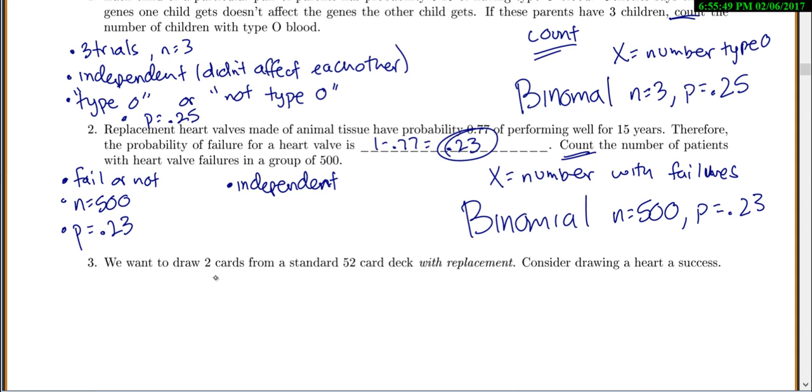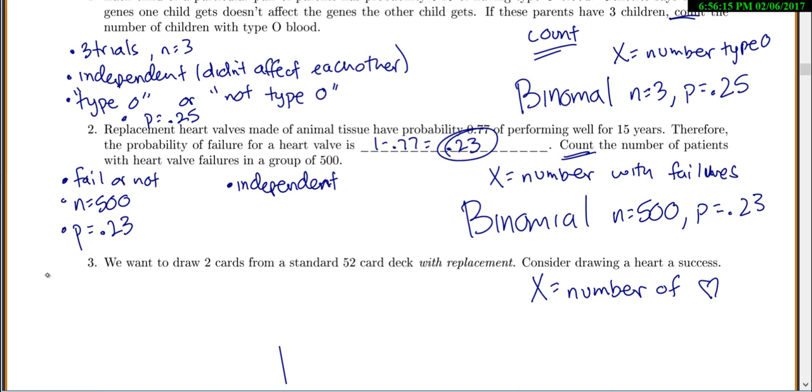And the last one here, we want to draw 2 cards from a standard 52 card deck with replacement. Let's consider drawing a heart a success. It doesn't actually tell me what I want to count, so let's read into this and consider the implications. If the heart is the success, that's what we would want to count, so x would be the number of hearts.